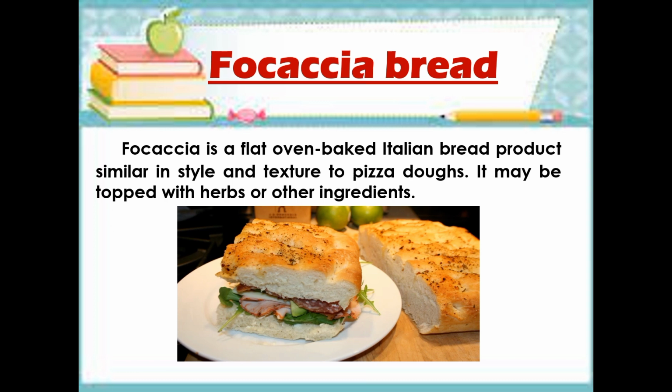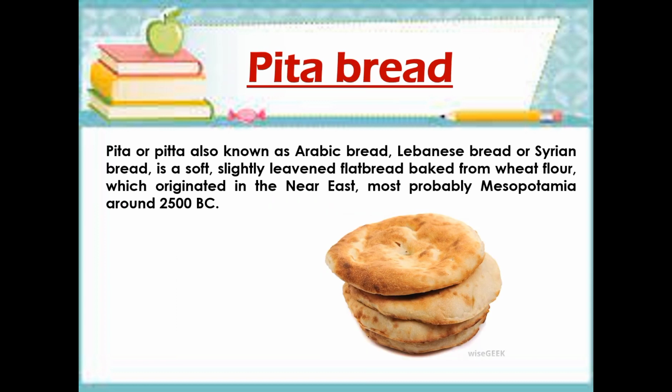Focaccia bread. Focaccia is a flat oven-baked Italian bread product similar in style and texture to pizza dough. It may be topped with herbs or other ingredients. Pita bread. Pita, also known as Arabic bread, Lebanese bread, or Syrian bread, is a soft, slightly leavened flat bread baked from wheat flour, which originated in the Near East, most probably Mesopotamia, around 2500 BC.